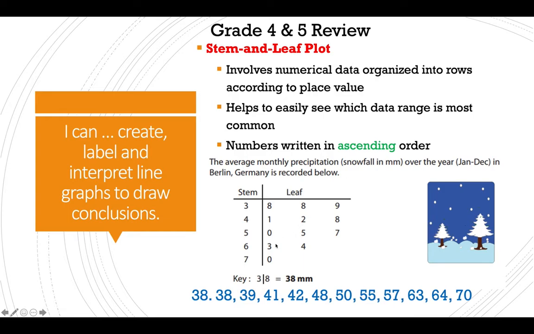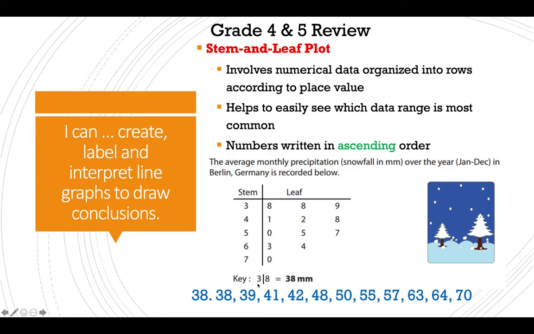Okay, so I'm just going to explain this a little bit further. This is for average monthly precipitation in snowfall in millimeters over the year, starting from January and going until December in Berlin, Germany. Okay, so here would be the months below, okay? Oh, this is meant to be a comma. This should be a comma, oops. Okay, whatever. All right, so here's the key.